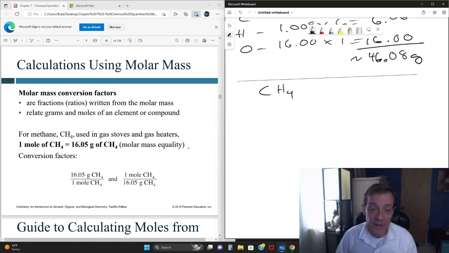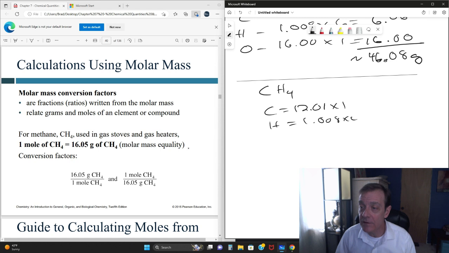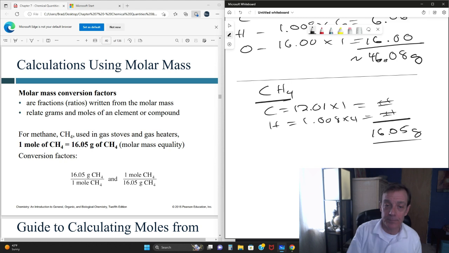The molar mass of methane is, and they already did the math, but just in case, so we have 12.01 times 1, and hydrogen we have 1.008 times 4. We do that math, and the molar mass of methane is 16.05. That's where that came from. Okay.